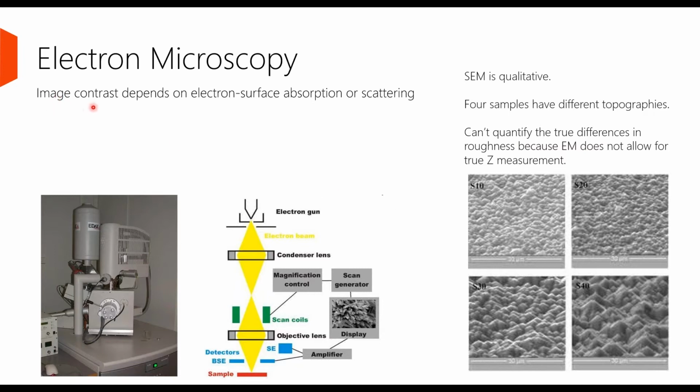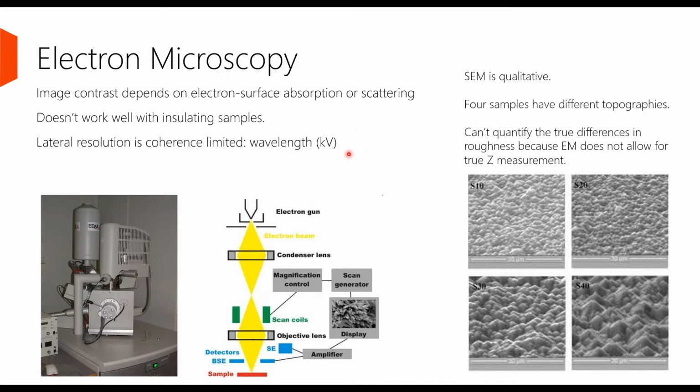Image contrast in an SEM, for example, depends on electron surface absorption or scattering. It doesn't depend on anything else. So if you had materials that absorbed more electrons than others, they might look darker, right? And you can't say that that's lower in height. Also, SEM doesn't work well with insulating samples. And the lateral resolution, this is true for optical microscopy as well, is coherence limited, meaning it's limited by the wavelength of your SEM, in kV or whatever.